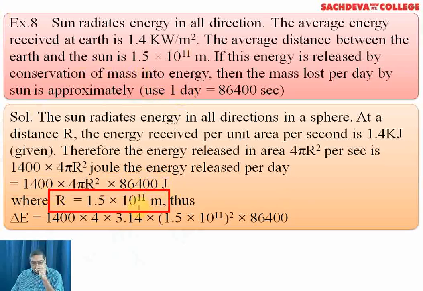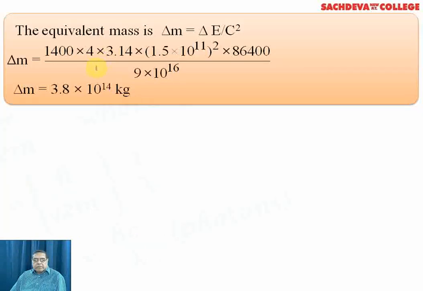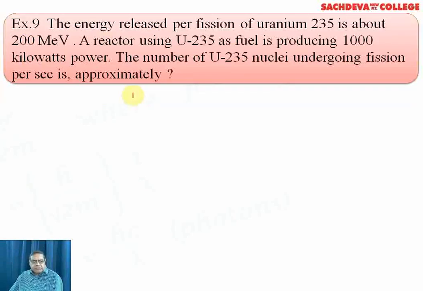Now, R is given to us, that is 1.5 times 10 to the power 11 meters. This is called the astronomical unit. So, 1400 multiplied by 4 into 3.14 along with that distance squared, and the time gives the exact value. The equivalent mass is delta M equal to delta E over C square. So we compute the values, and the net mass used is 3.8 times 10 to the power 14 kilograms.